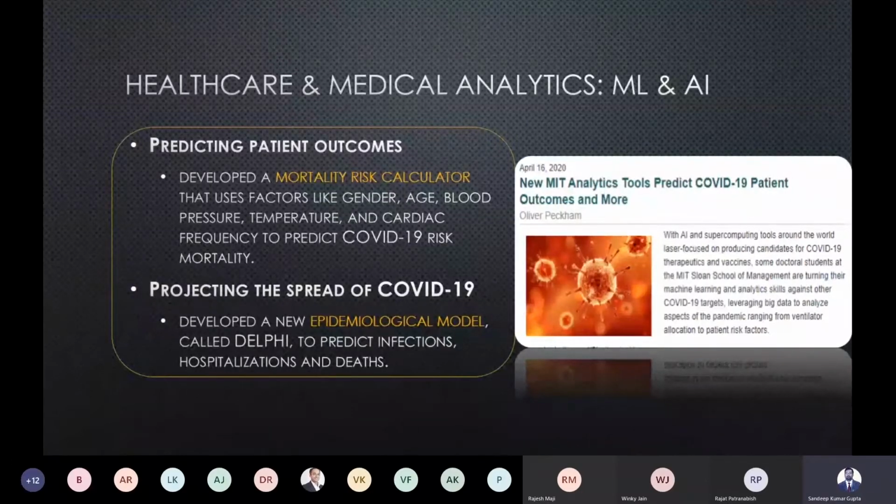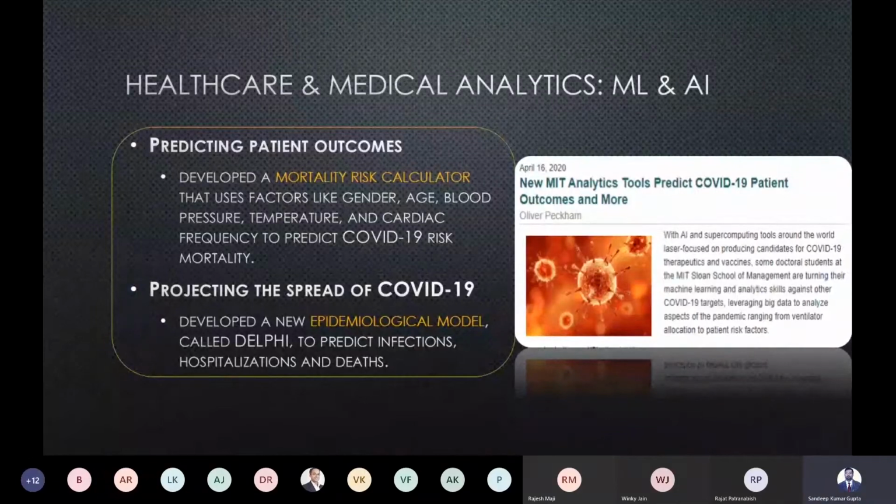That's their first finding. The second finding is projecting the spread of COVID-19. They developed a new epidemiological model called Delphi to predict infections, hospitalizations, and deaths. I'll provide you the link for this also, so you can go through it. It's very important to understand these models, and we can also pursue research in a similar direction in the context of India, because if the context is different, there might be different factors which need to be considered to have a robust model in place.